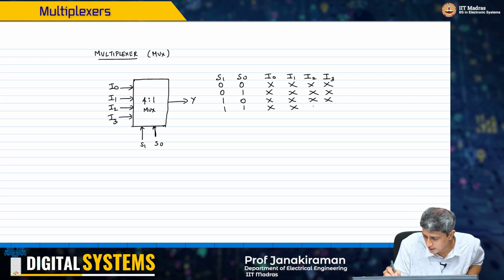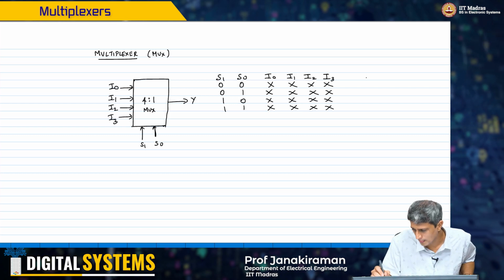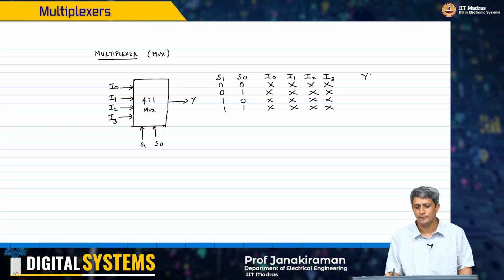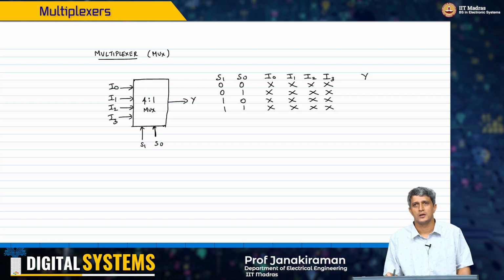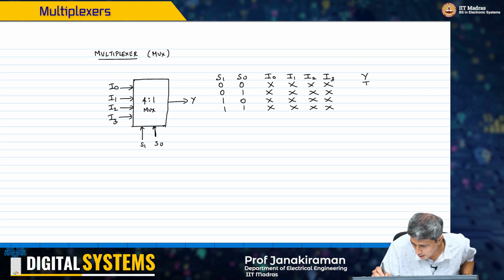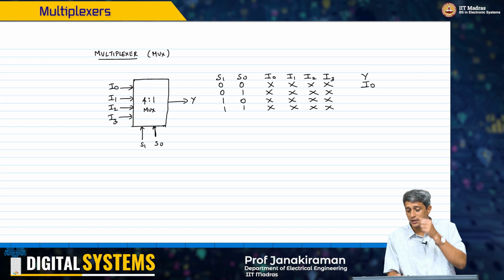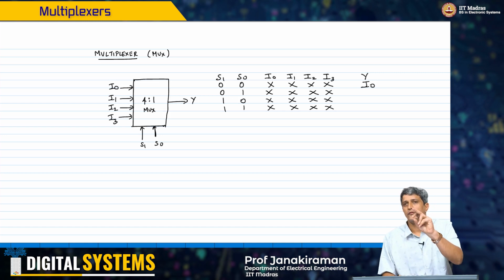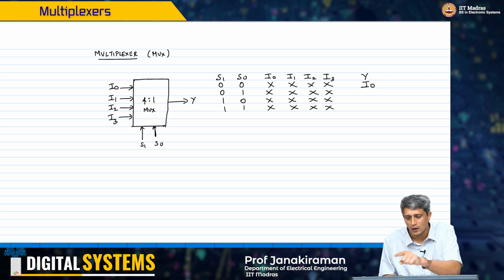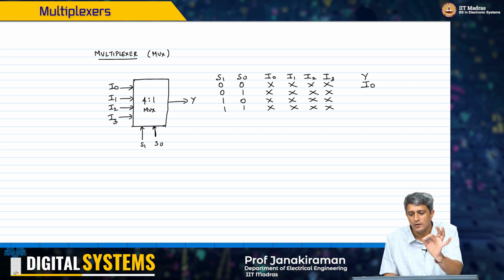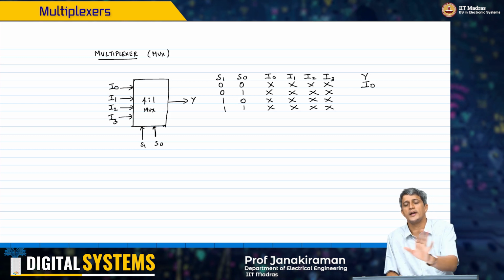I'll represent this truth table slightly differently. I have one output Y. If S1, S0 is 0, 0, then I want I0 to be the thing. So what does that mean? It means if I0 is 0, Y should be 0. If I0 is 1, Y should be 1.